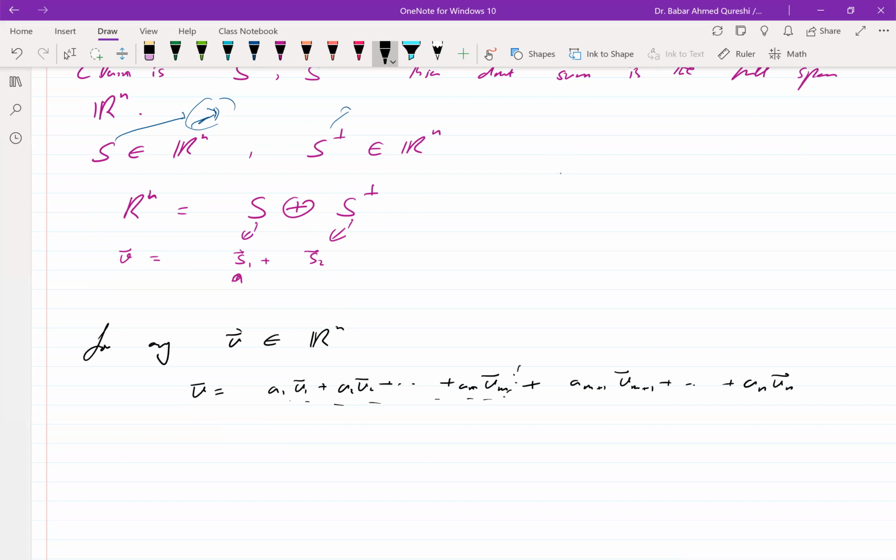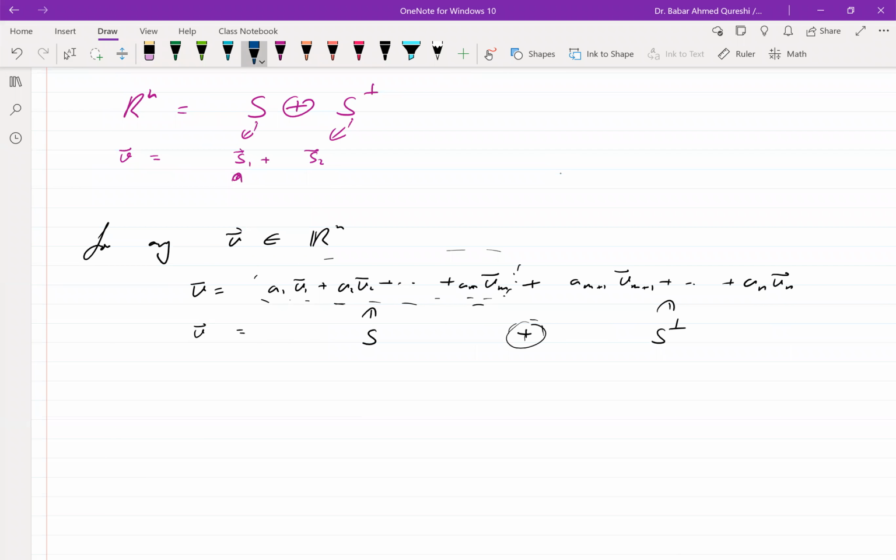But if I stop over here, this is a basis of S, so this belongs to S. And this is a basis for S perpendicular, so this belongs to S perpendicular. So that means this vector is written as a sum of one vector coming from S and one vector coming from S perpendicular. So it would be a direct sum if I could show that this is a unique expression. I cannot write it in another way.